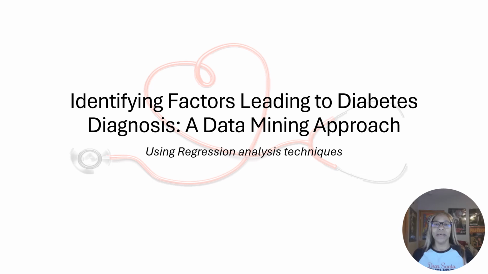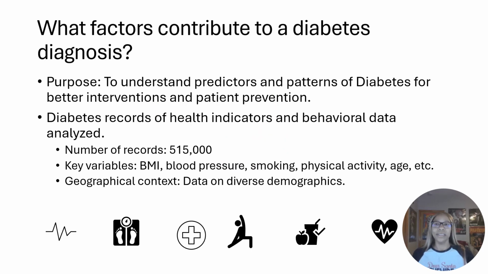My discussion is about identifying factors leading to diabetes diagnosis using regression analysis techniques. Analyzing large data sets is crucial in identifying patterns in health outcomes because it enables researchers and policymakers to uncover relationships and trends that might not be immediately apparent in smaller samples. These patterns help in understanding the risk factors associated with diseases, predicting health outcomes, and tailoring interventions to specific populations. The dataset's real-world relevance is rooted in its focus on critical public health challenges, providing actionable insights for policy design and health interventions.